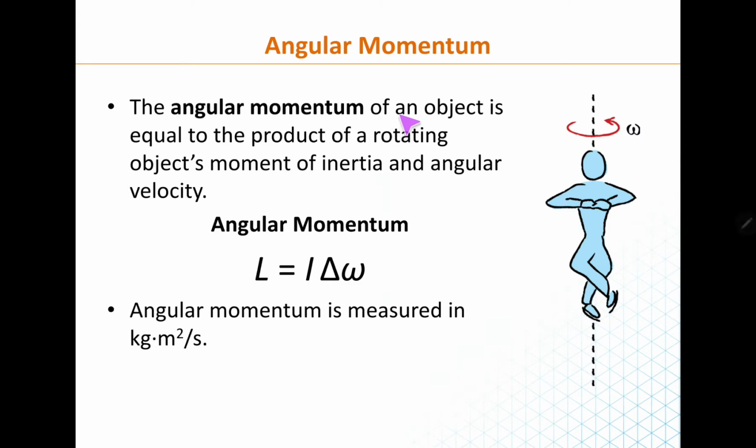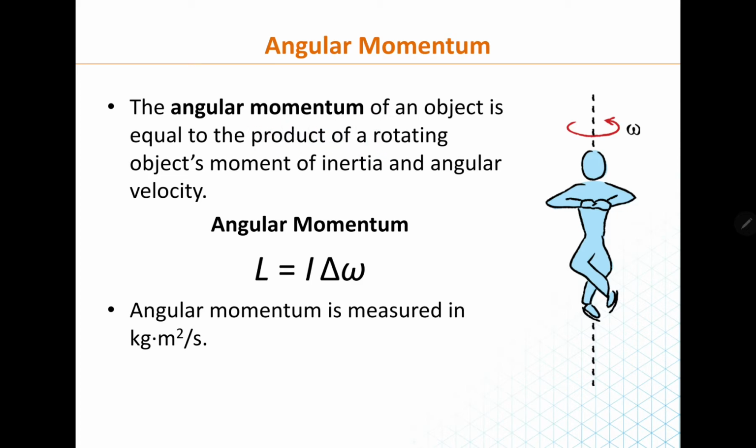The angular momentum of an object is equal to the product of a rotating object's moment of inertia and angular velocity. This is the definition of angular momentum. The symbol of the angular momentum is L.